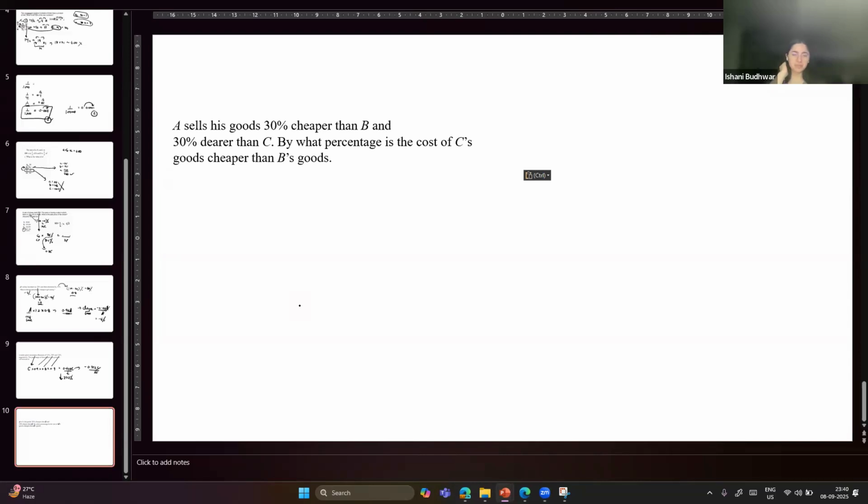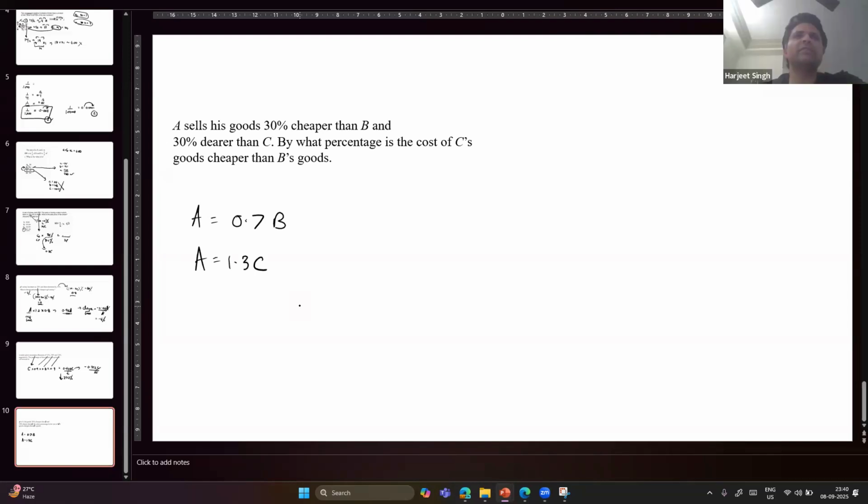I would do A equals 0.7 times B, and then A equals 1.3 times C, and then equate. Okay, one is the factors method. A is 0.7 times B, and A is 30% dearer than C, so A equals 1.3 times C. What are they asking for? What percentage is the cost of C's goods cheaper than B's?